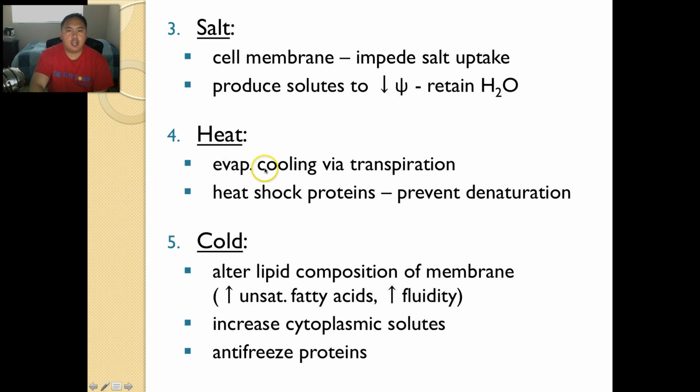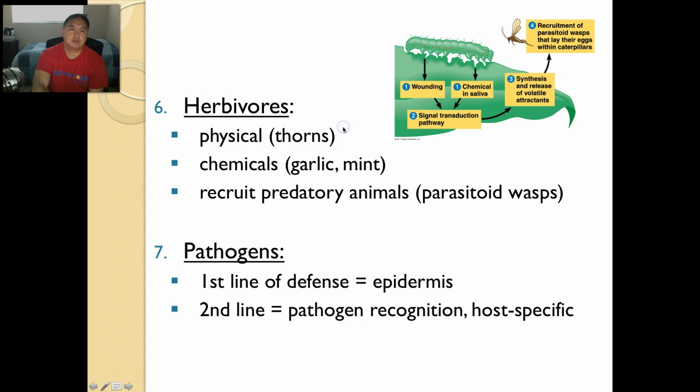If it's too hot, remember evaporation will cause the water to leave. So what happens is that these proteins get heat shocked and it makes the proteins not denature. If it's too cold, we make these proteins that make it like antifreeze.